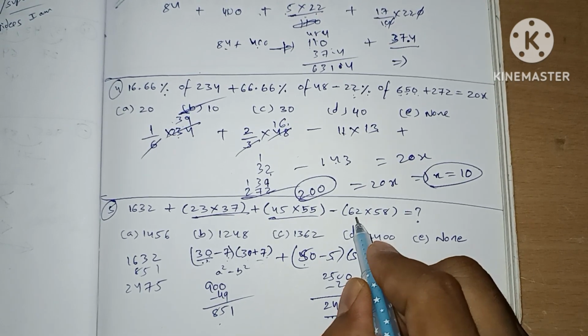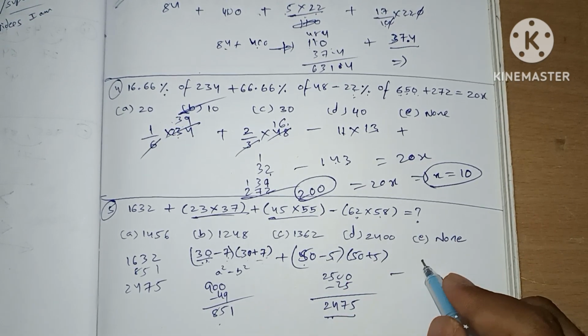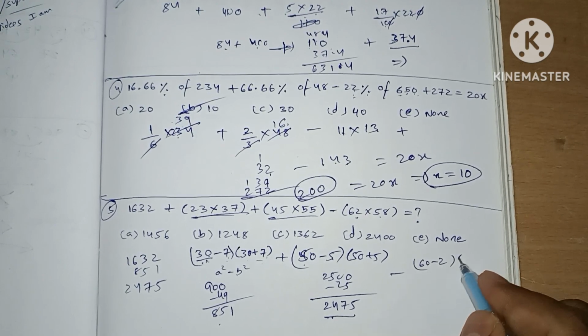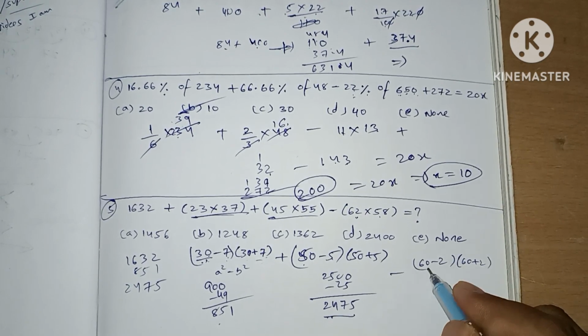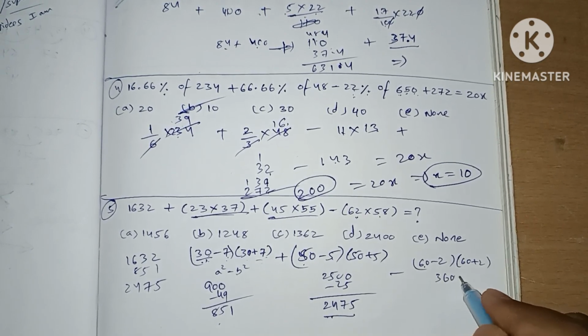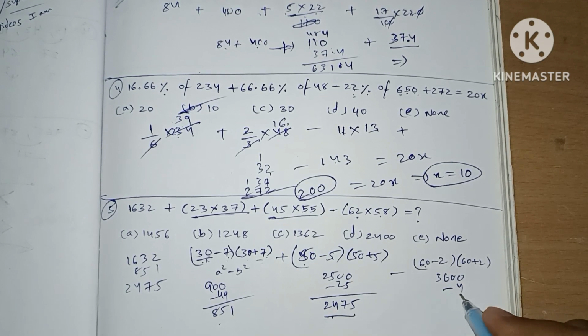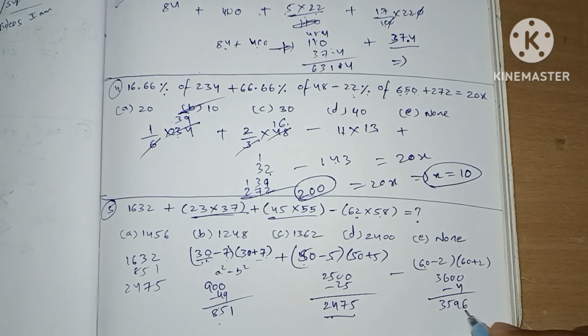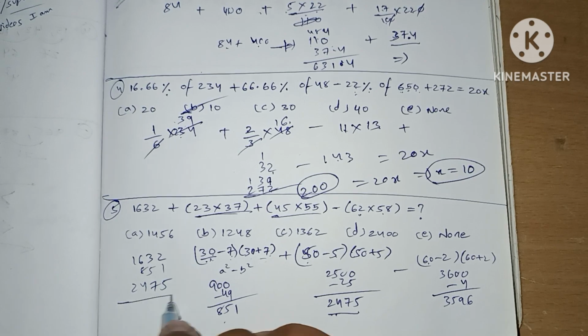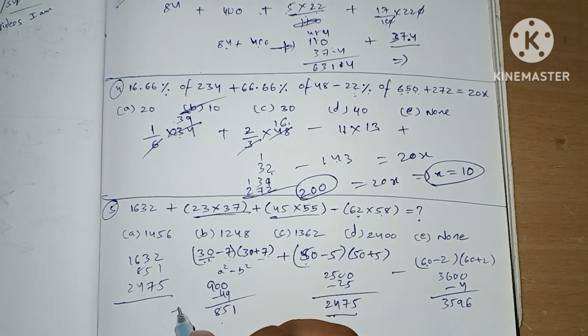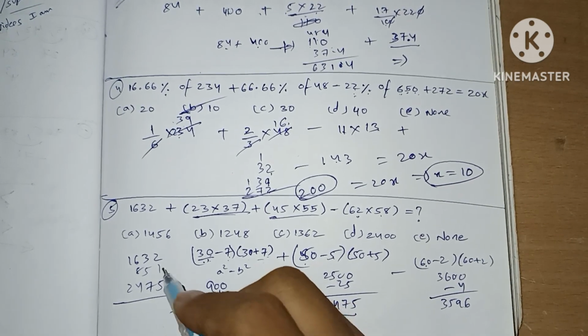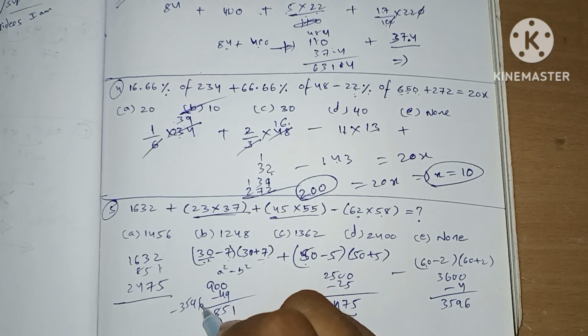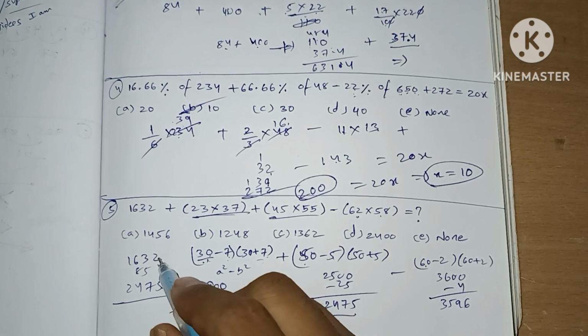minus 62 into 58. This looks like 60 minus 2 and 60 plus 2. So 60 square 3600 minus 2 square 4 means 3596. So sum of these numbers minus 3596. We need to eliminate 6. So eliminating 6, we left with 2.